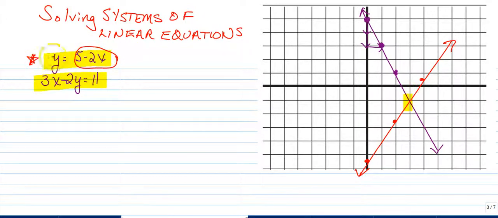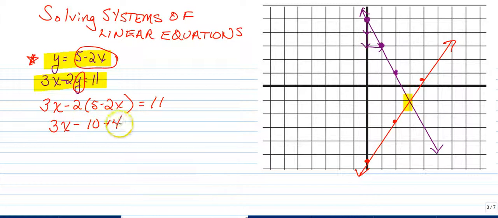We can take that y value and plug it into the second equation for y. So instead of having 3x minus 2y, I'm going to have 3x minus 2 times 5 minus 2x. So I'm substituting 5 minus 2x in for y, and now I'm going to solve this equation. So we just go through our solving equation techniques here. Watch out for that double negative, becomes positive 4x.